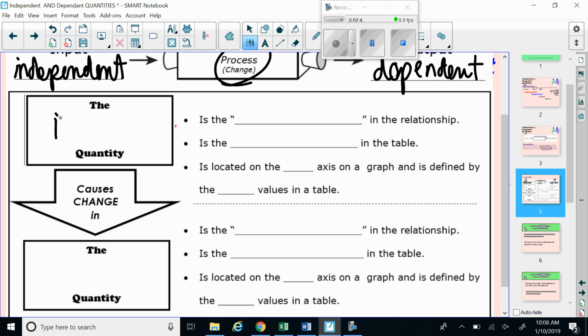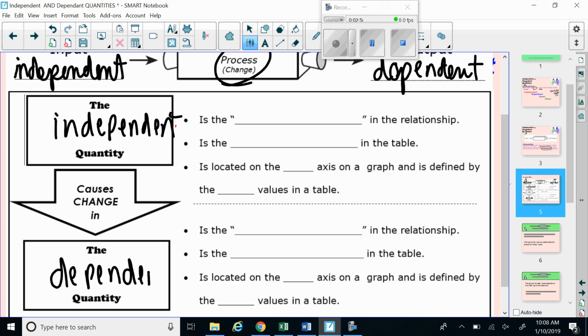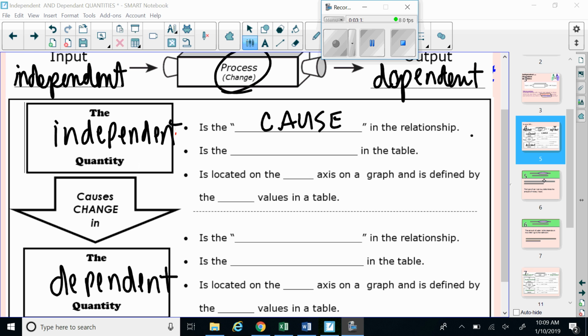So we know here that the independent quantity causes change, and that then gives you the dependent. So when I think about independent, I know that this is going to be the cause. You can actually erase this, and we're going to keep going.